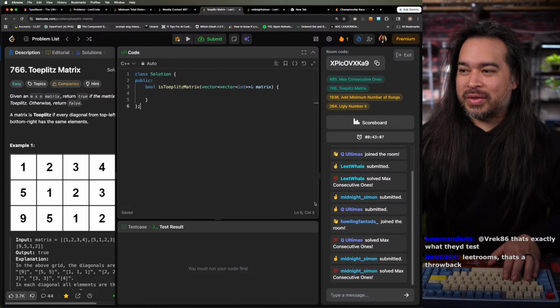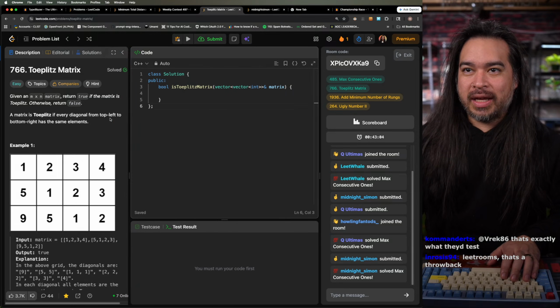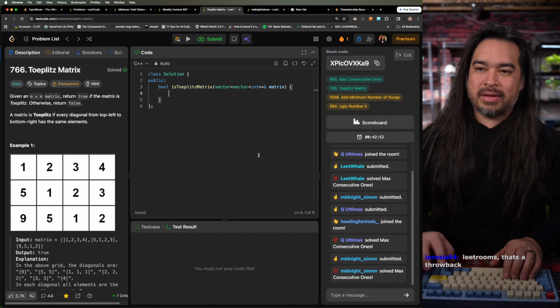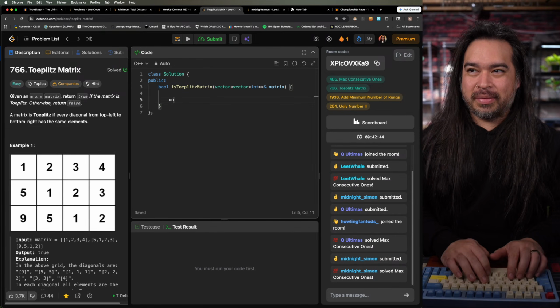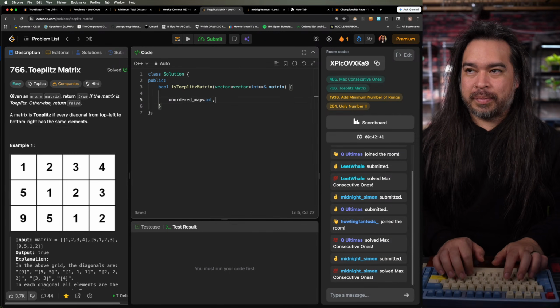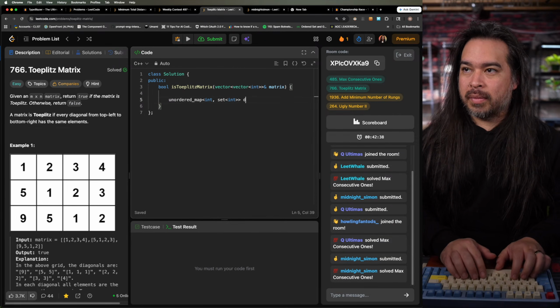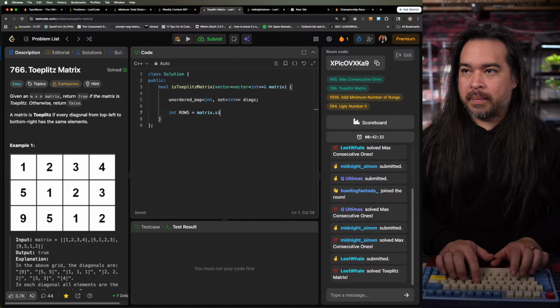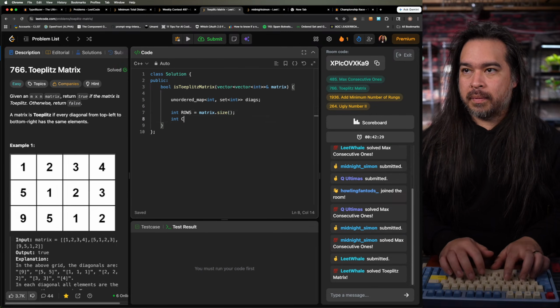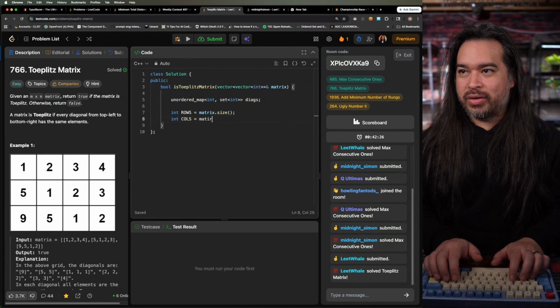Toeplitz matrix. What is that? Given an m by n matrix, return true if the matrix is Toeplitz. Otherwise, return false. A matrix is Toeplitz if every diagonal from top left to bottom right has the same elements. Every diagonal. All right, so dang, Elite Whale is crushing it.